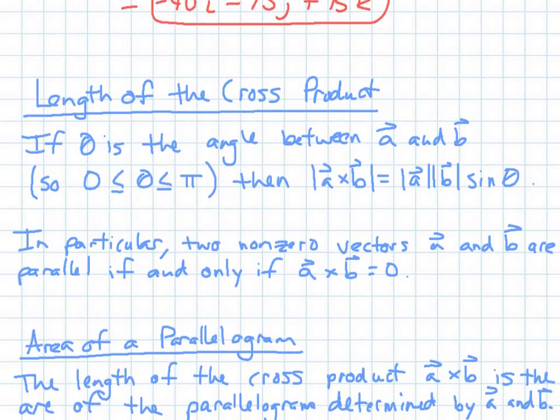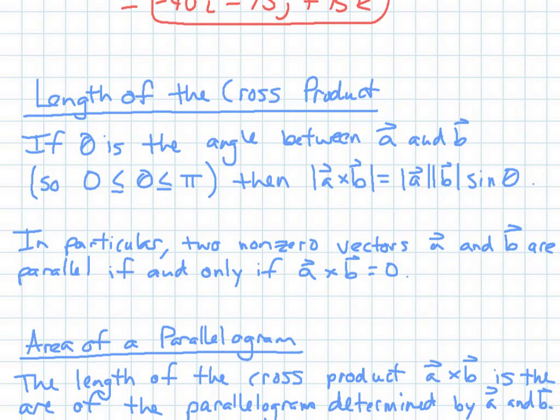Now the next thing to talk about is the length of the cross product. So if you have an angle, and this angle theta is between two vectors a and b, where theta is between 0 and pi, it can be 0 or pi, then the cross product of a and b is going to be the magnitude of a times the magnitude of b times the sine of theta. Okay, so that's how we'd find the length.